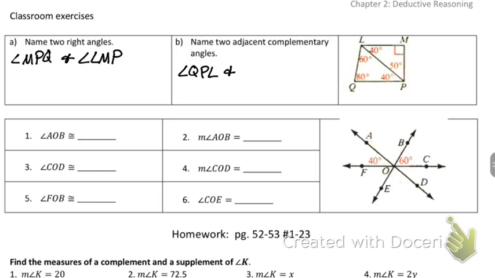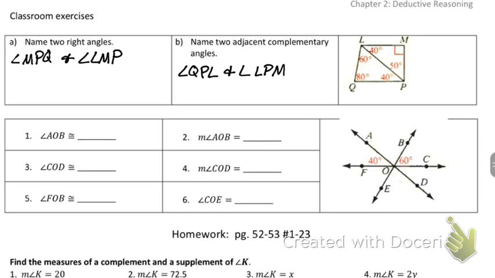And LPM. Do you all see those two angles? QPL is 40 degrees. LPM is 50. 50 plus 40 is 90 in my book. And they are also adjacent. Awesome. Okay, let's move down here.